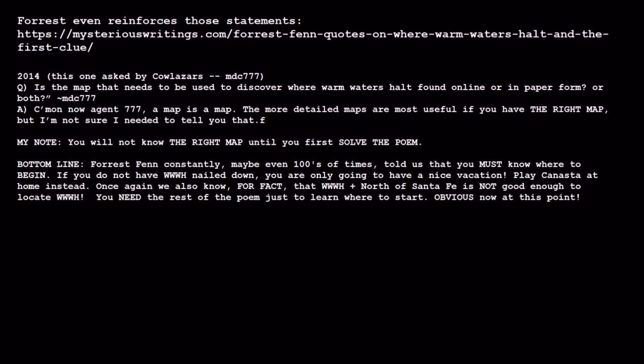Okay. Notice all this stuff is in the same block, all of the same stuff from 2014. He's reiterating over and over the same point. So the bottom line is Forrest Fenn constantly, maybe even hundreds, if not 1,000 times, told us that you must know where to begin. If you do not have warm waters halt nailed down, you're going to have a very nice vacation. You may as well stay home and play canasta. Once again, we also know for a fact that warm waters halt plus north of Santa Fe is not good enough to locate where warm waters halt. You need the rest of the poem just to learn where to start. This should all be obvious to you by now.